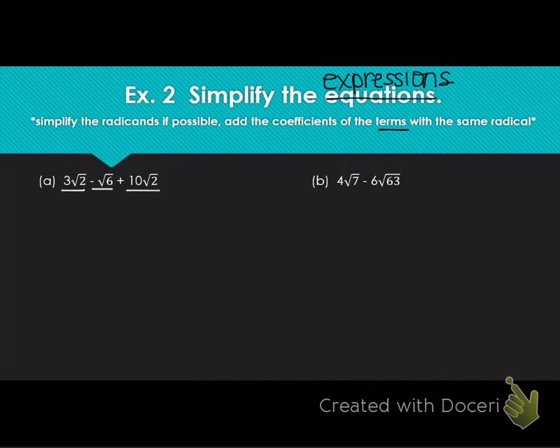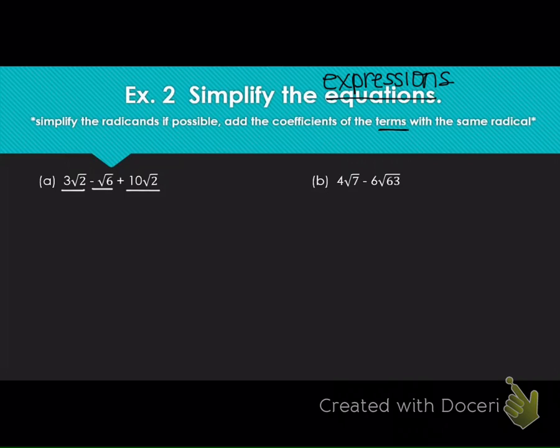Now, we are essentially going to combine our like terms. But before we can do that, we have to simplify these radicands if we can. We have to look at those numbers under the radical and ask, can they be simplified? So, looking at letter A, we have the square root of 2. Can we simplify the square root of 2? No. 2 is a prime number. It cannot be simplified. What about the square root of 6? Yes. All right, we think yes, but what goes into 6?